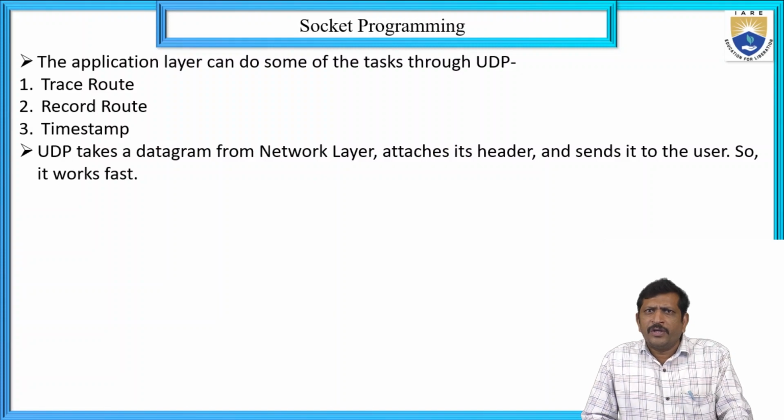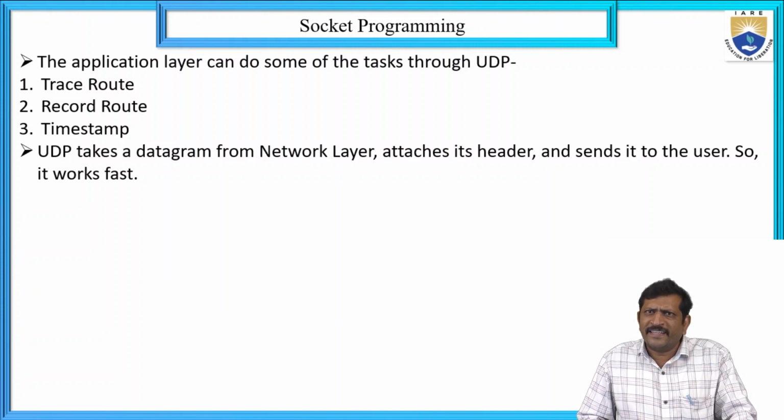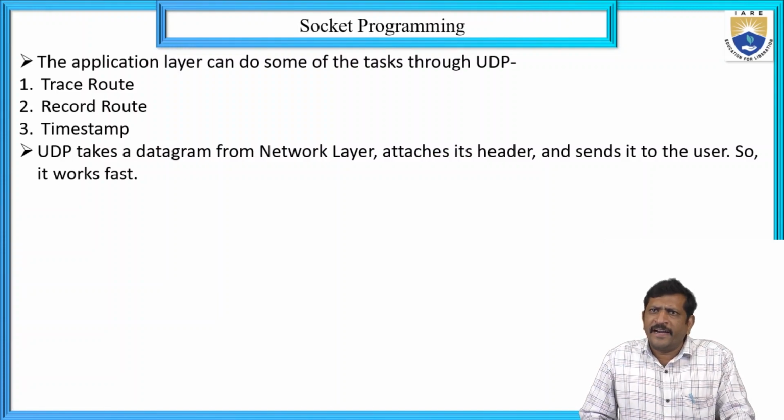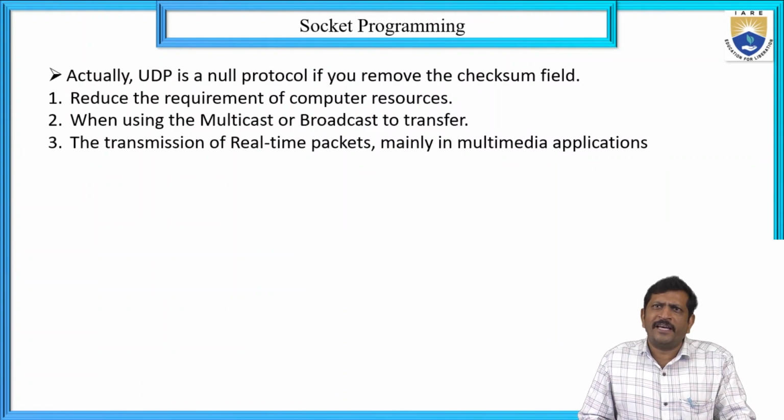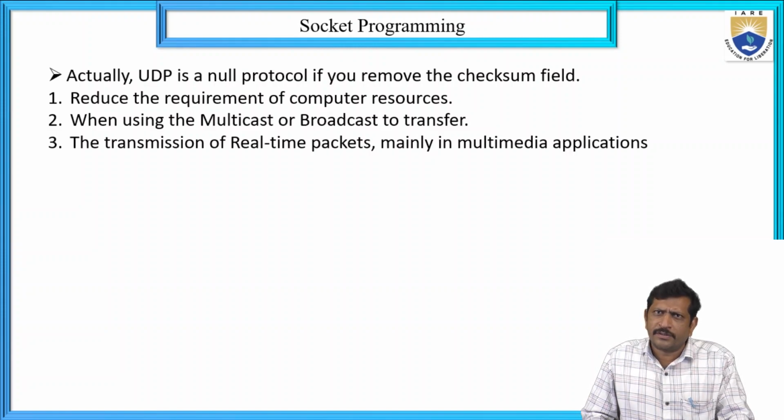UDP, User Datagram Protocol, takes a datagram from the network layer, attaches its header and sends it to the user. So it works very fast. And actually UDP is a null protocol if you remove the checksum field, reducing the requirement of computer resources.